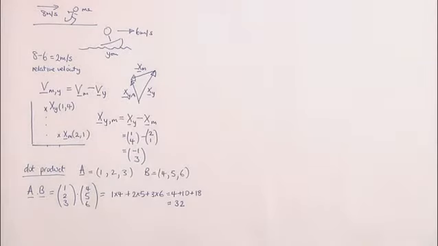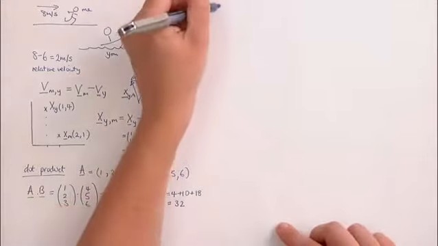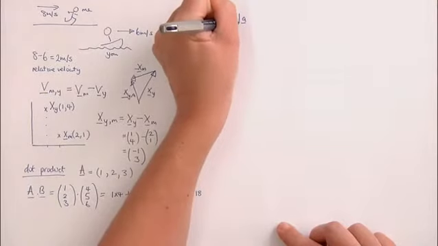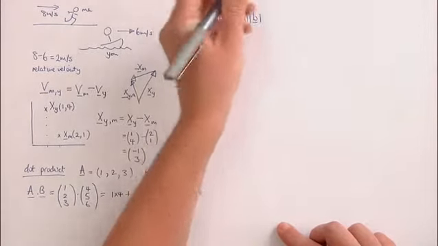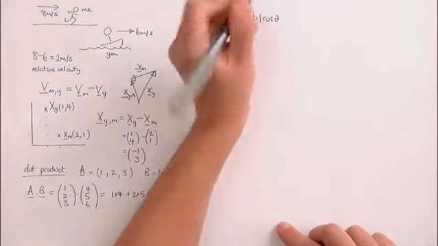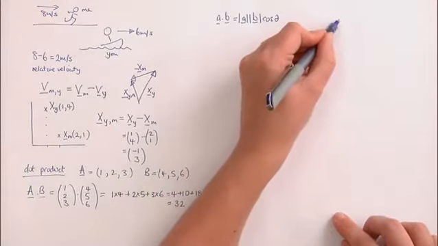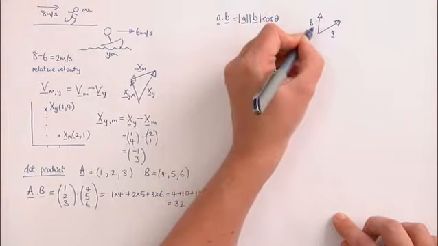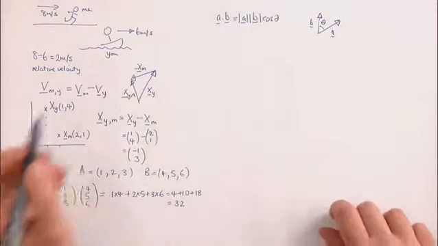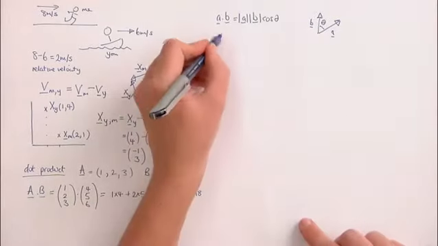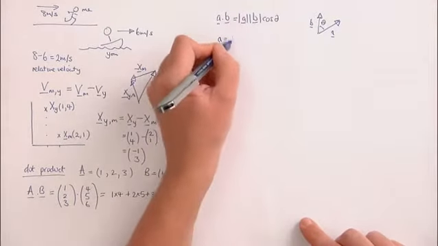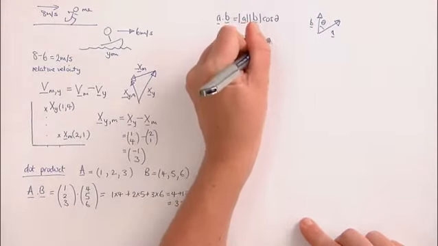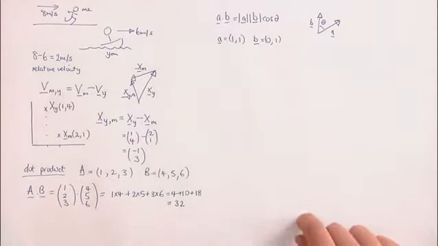The dot product of two vectors is defined as A dot B equals the magnitude of A times the magnitude of B times cos theta, where theta is the angle between the vectors A and B. So, for example, if A is equal to (1, 1) and B is equal to (0, 1), then we can find the angle between them.